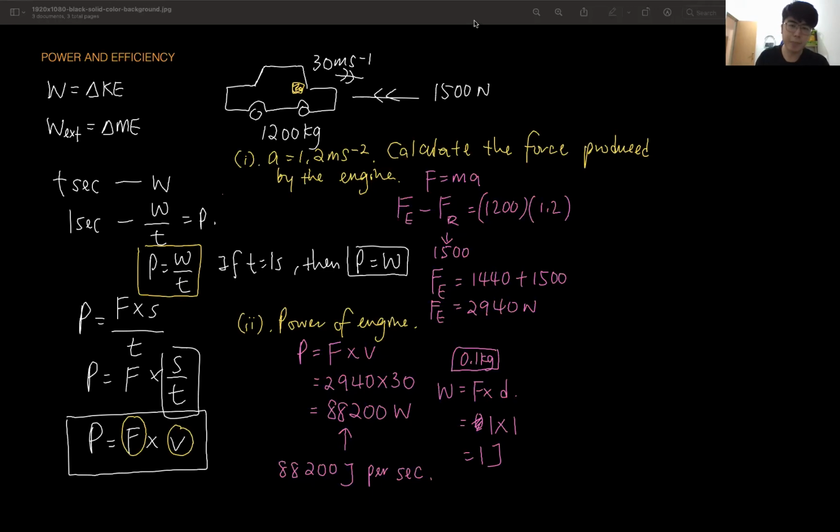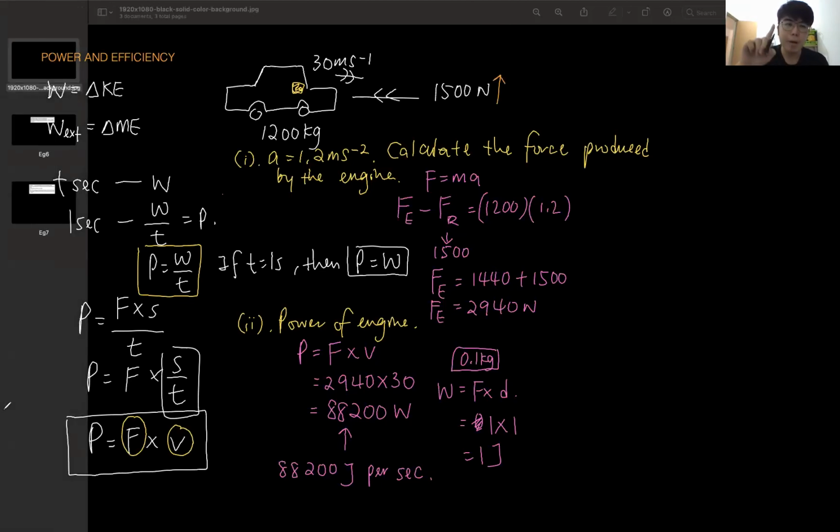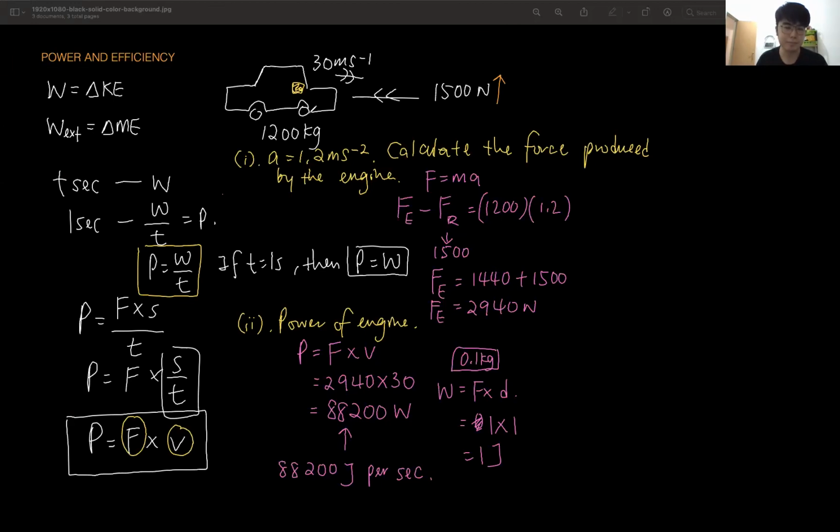Now you see, when the car has an acceleration, right? 1.2. So if the car continues to accelerate, what happened to the resistive force? The resistive force will increase because there is acceleration and velocity will increase. As velocity increases, this will also increase. How about the force from the engine of the car?